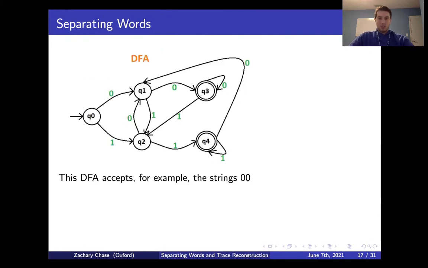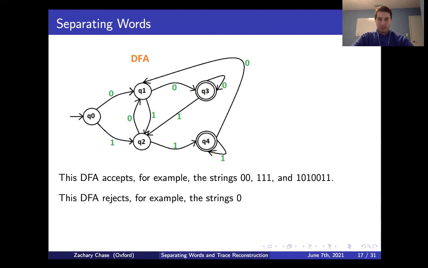Okay, so let's do some examples. This DFA accepts the string 0, 0, because if you start off at Q0 and then go 0 and then go 0 again, you end up at Q3, which is an accept state. For 1, 1, 1, you can go 1, then 1, then 1, and you end up at Q4, which is an accept state. And you can check that 1, 0, 1, 0, 0, 1, 1 is accepted.